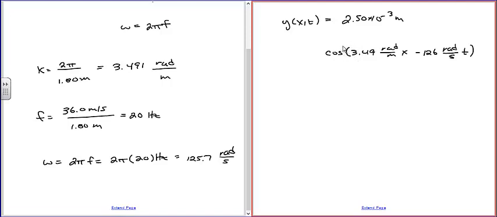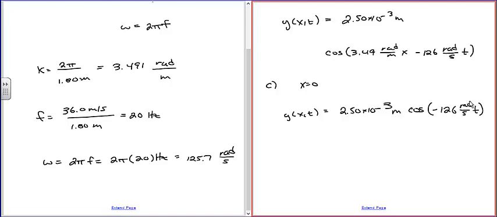Okay. Next, what is y of t for a particle at the left end of the string? So that left end of the string is x equals 0. So you get y of t is equal to 2.50 times 10 to the minus 3 meters, with x equals 0, times the cosine of negative 126 radians per second t.